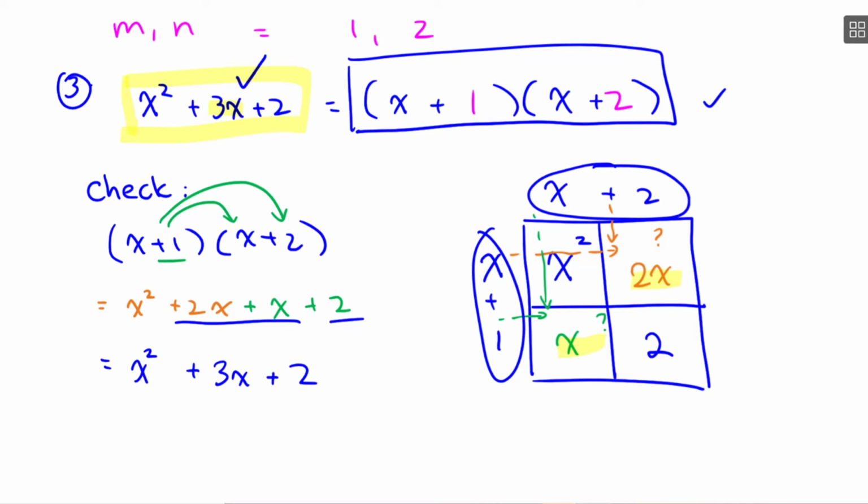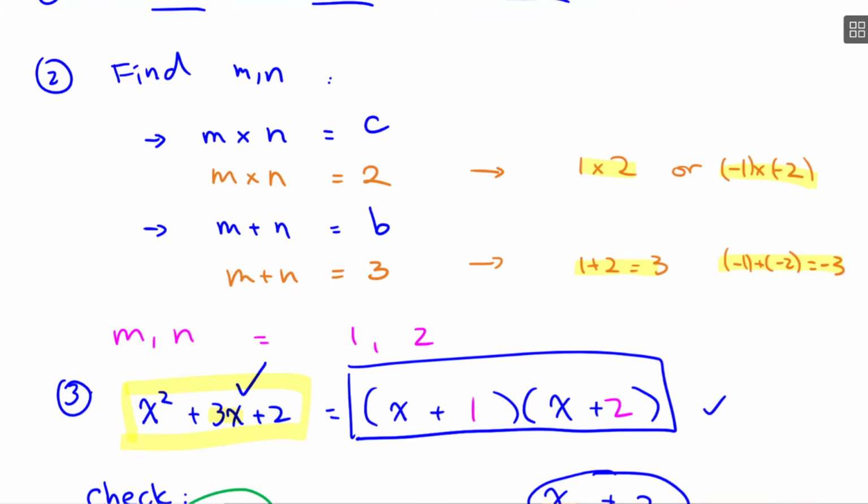So you can use this to help you visualize it, or I personally prefer the shortcut because it's a lot quicker. You just have to decide on two numbers that multiply to C and add to B.